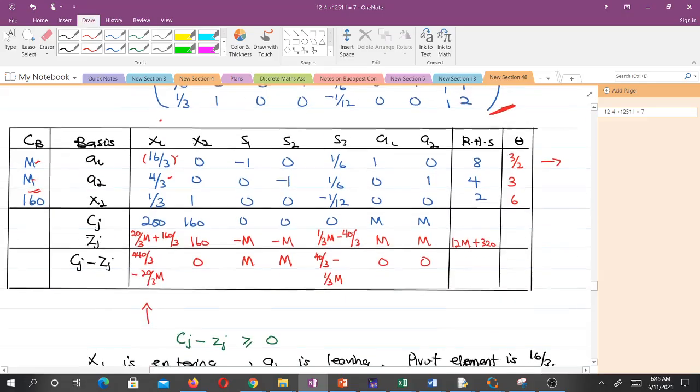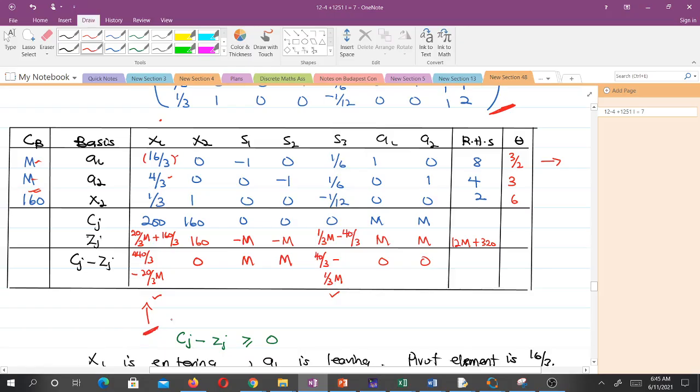And when you subtract cj minus zj, you get 440 over 3 minus 20 over 3 m, 0 and the rest. Okay, so you can see that out of all what we have, the rest are positive with the exception of this here and that here. But this one is more negative because minus 20 over 3m here will give you more negative value than the 1 over 3m. So that means x1 is going to enter into the next iteration.